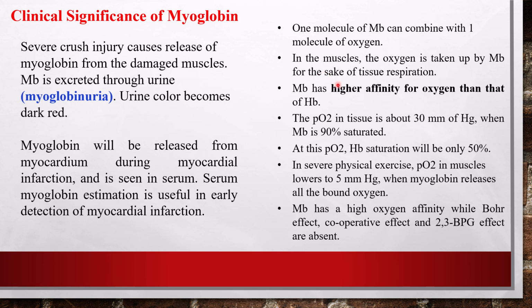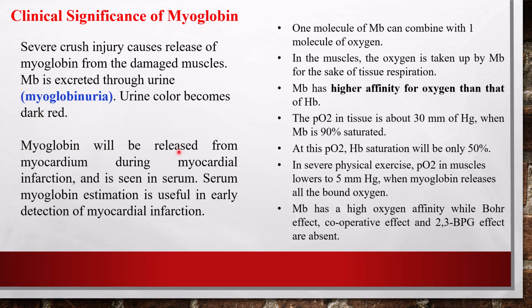So, clinical significance of myoglobin. Severe crush injury causes release of myoglobin from the damaged muscles. So, myoglobin is excreted through urine. That condition is known as myoglobinuria, and urine color becomes dark red. So, it is indicated in severe crush injury.